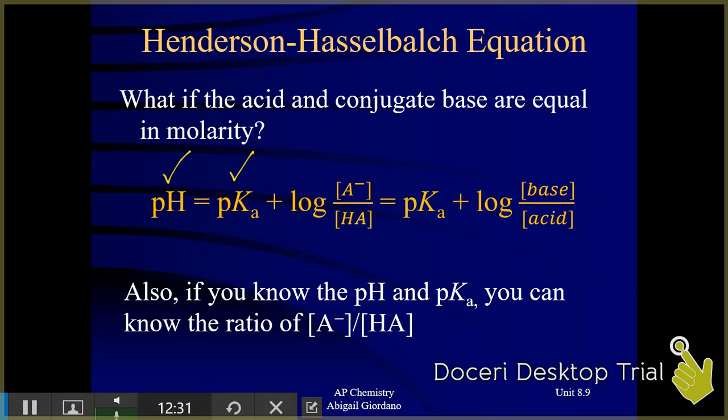Sometimes you will be asked questions like, if this is the pH and this is the pKa, which one of these species is in a greater concentration? You can solve for that ratio if you have this and you have this. That does come up, and I'm going to show you an example of a problem like that in just a second.